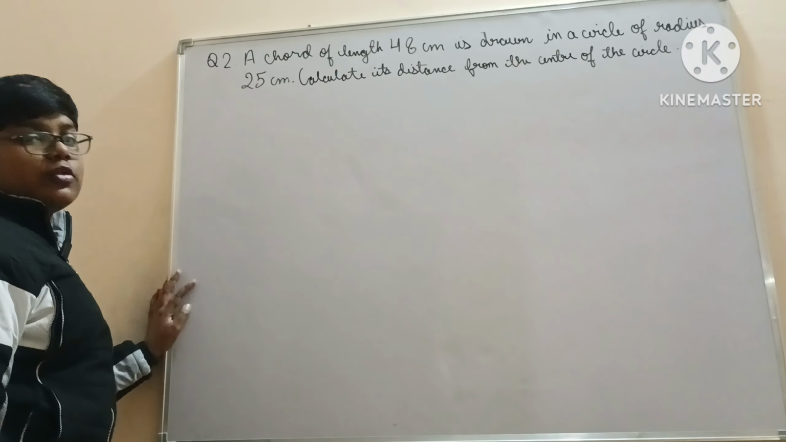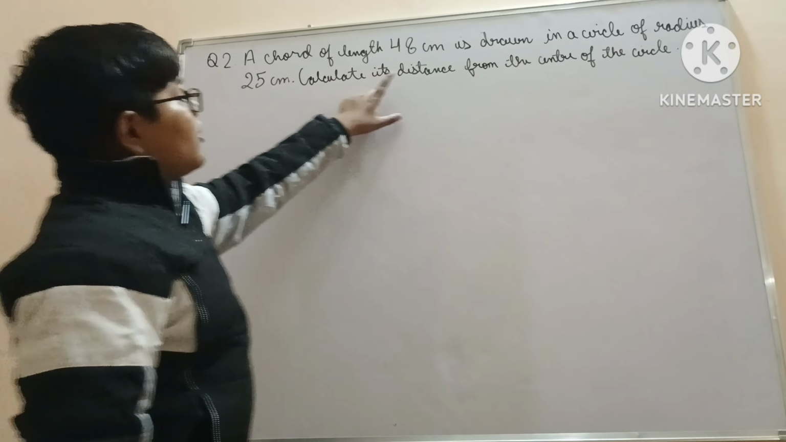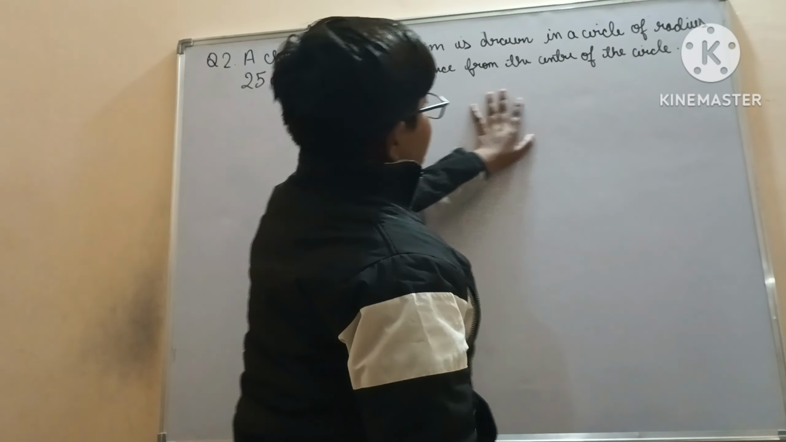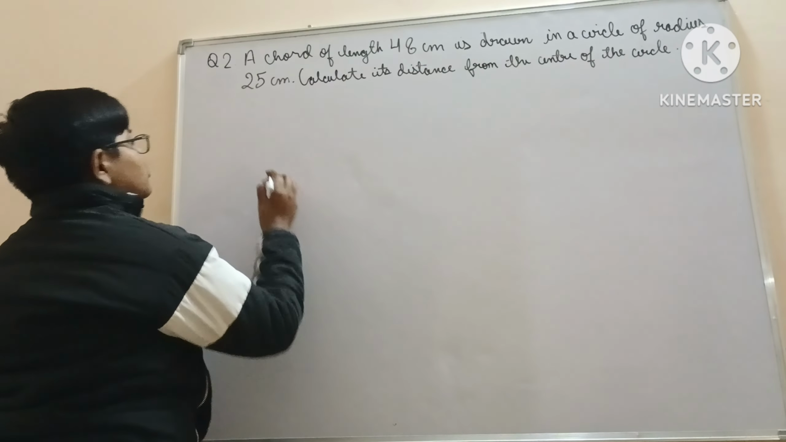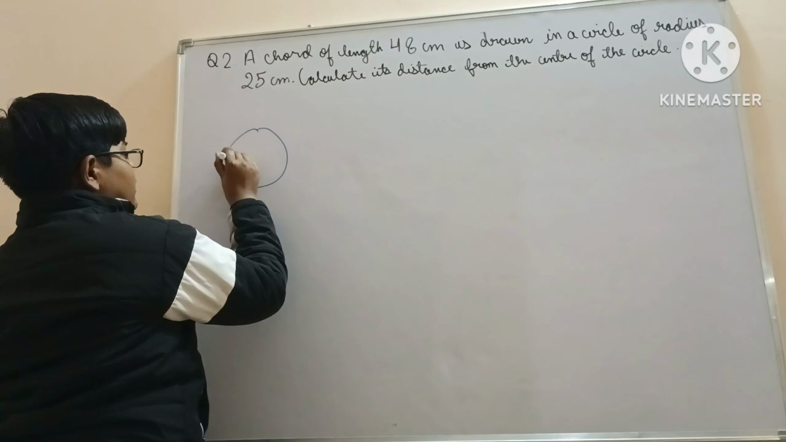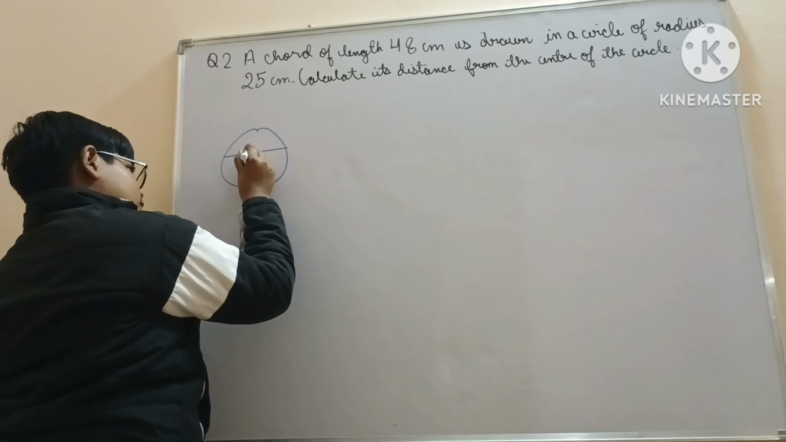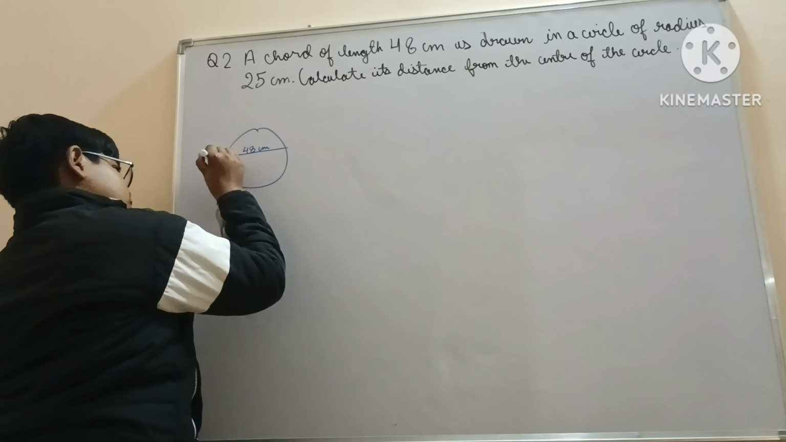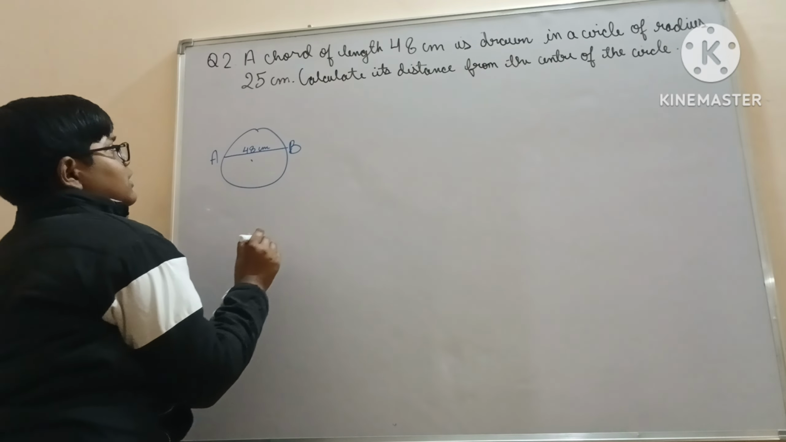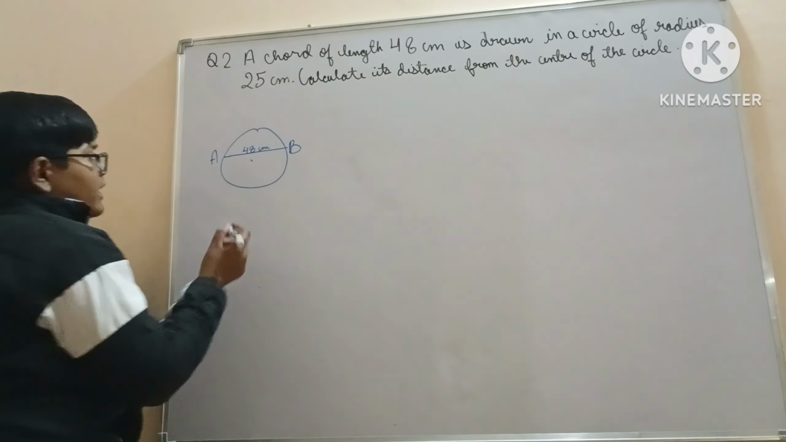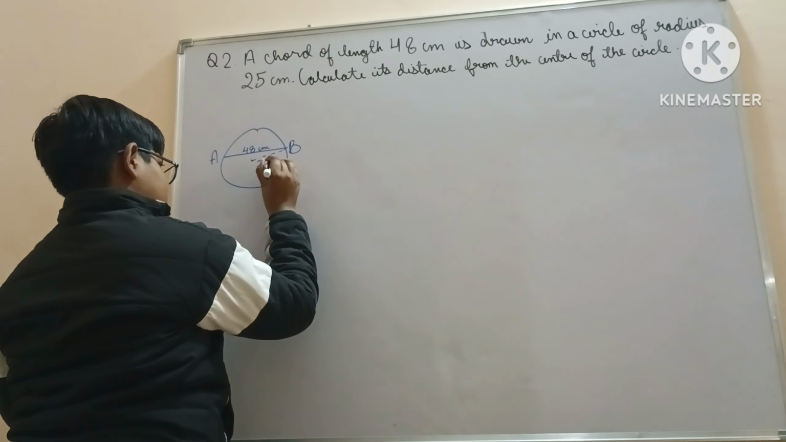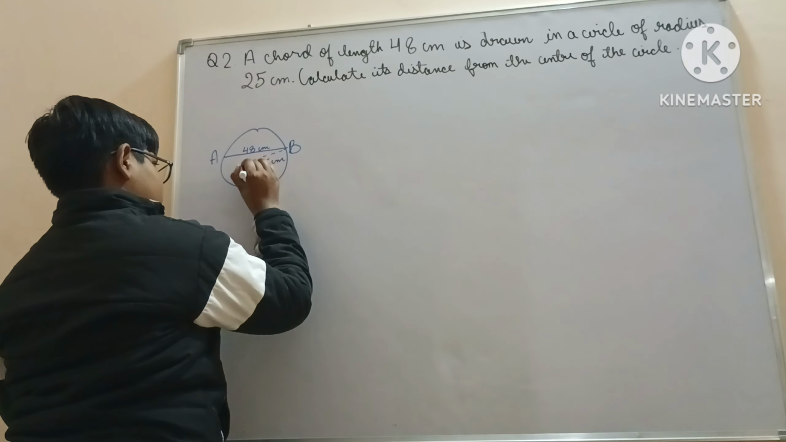So this is question number 2 which is given to us. A chord of length 48 cm is drawn in a circle of radius 25 cm. Calculate the distance from the center of the circle. So now this is the circle and this is a chord of 48 cm. This is AB and this is the center of the circle and the radius is 25 cm.